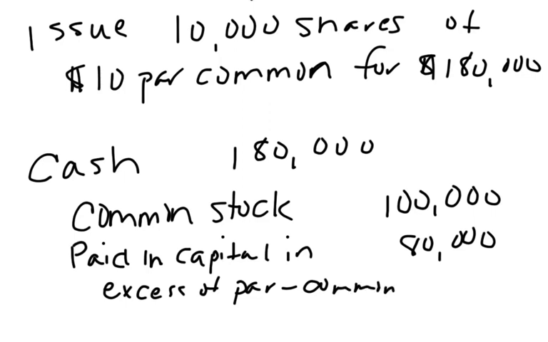I know, really long account name, right? Yes, it is. But that's where the difference over the par value would go. Paid in capital in excess of par. Okay? What if instead, let's do another issue.